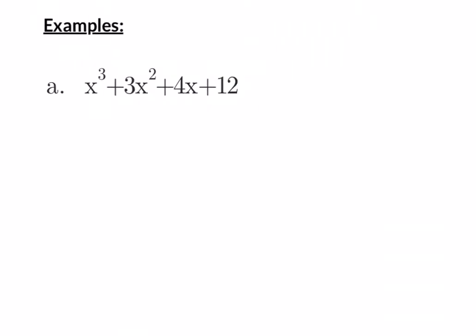If we look at example A, we're going to start with our first 2 terms. What do they have in common? They have an x squared. I'm going to factor it out. What am I left with? X cubed. If you factor out an x squared, you are left with just 1x. 3x squared. If we get rid of the x squared, we are just left with 3.